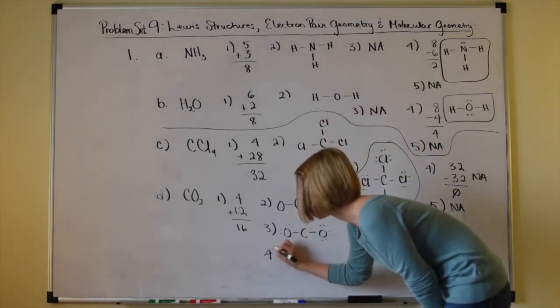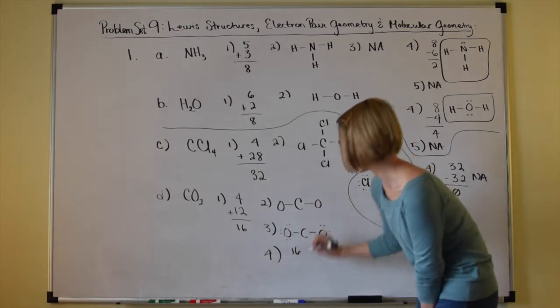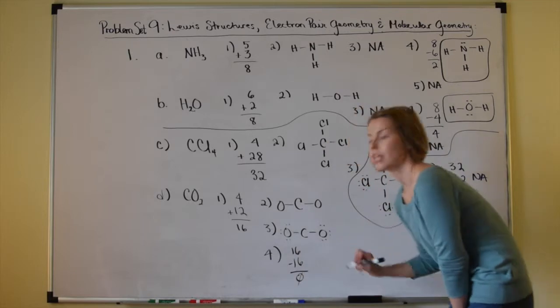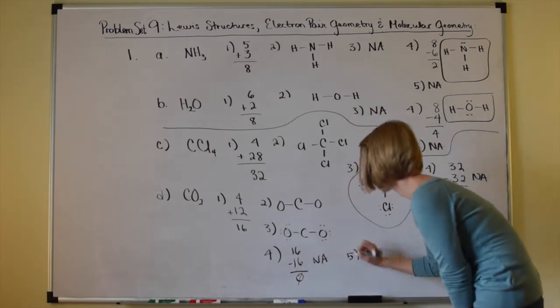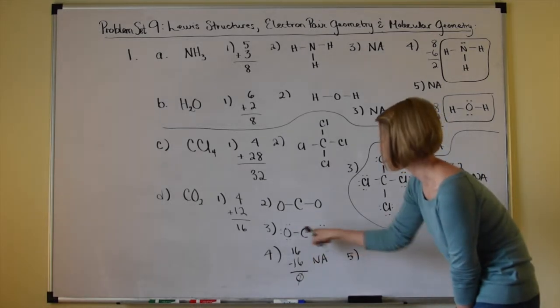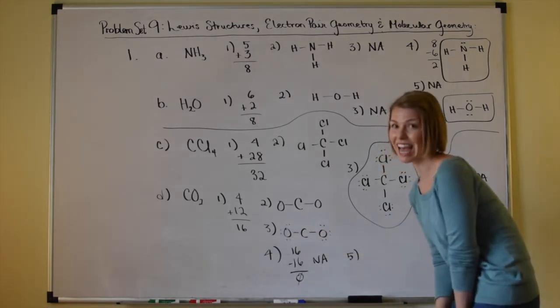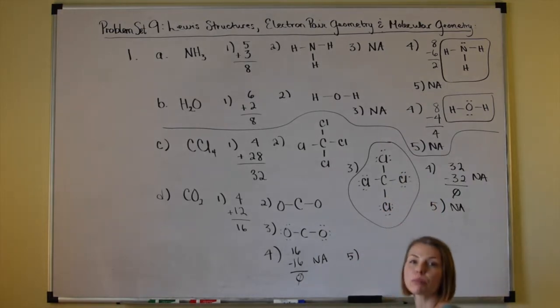So let's check here. We have 16 to work with. We've used 8 plus 8. We've used all 16. So not applicable. But clearly we are not done because carbon is not going to be happy with just 2 bonds. Okay, so 2, 4 electrons. It needs 8. So that's going to be taken care of in step number 5. Form double and triple bonds as needed to complete the octet on your central atom.